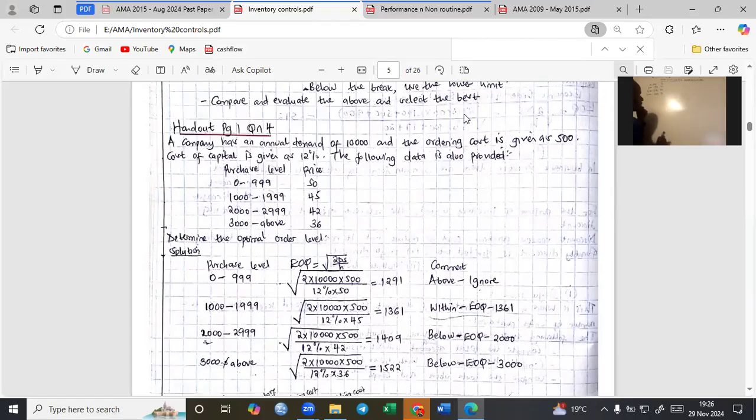Now we have to advise this person which is our best alternative to pick. Then cost of capital is 12%, and our ordering cost is 500. Now let me share the screen. We'll do that question together.